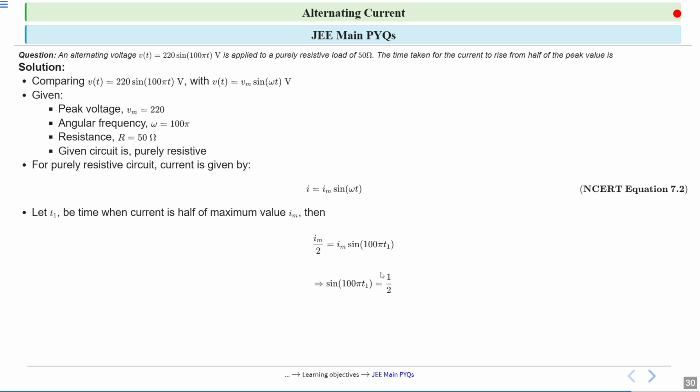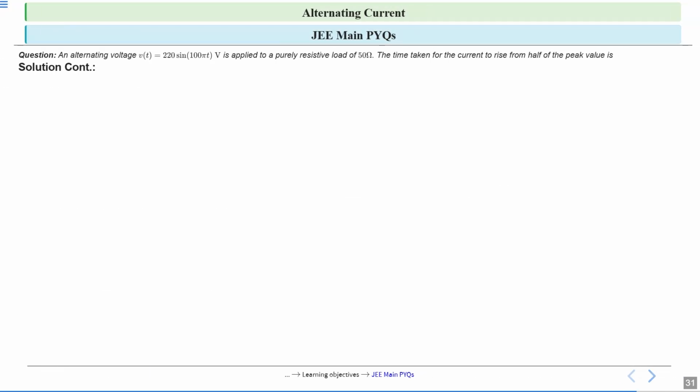And what is the 1 by 2 value in terms of sine? Sine of which angle becomes 1 by 2? Sine 30 degree. Okay, pi by 6 is 30 degree. So we know that sine pi by 6 is 1 by 2. Then from the above equation, in place of 1 by 2, we'll put sine pi by 6.